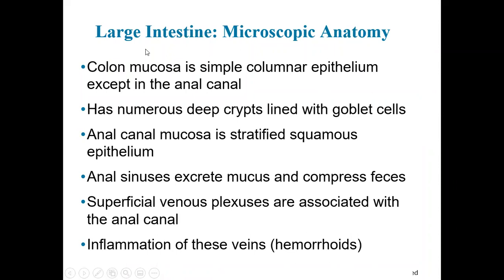The colon mucosa is a simple columnar epithelium, except in the anal canal, it'll go to a stratified squamous for protection. There are numerous crypts lined with mucus-producing goblet cells, and that keeps the waste moving along. The anal canal is a stratified squamous epithelium, as I mentioned, for a protective surface. Anal sinuses also excrete mucus and will compress feces. These superficial venous plexuses often get inflamed, and these cause hemorrhoids.